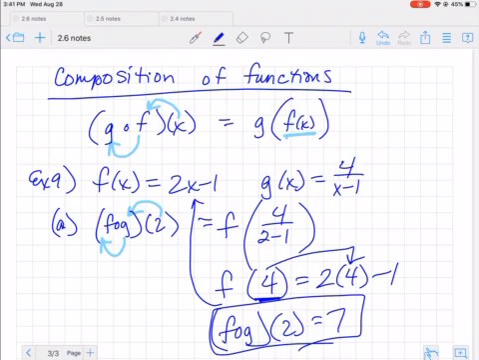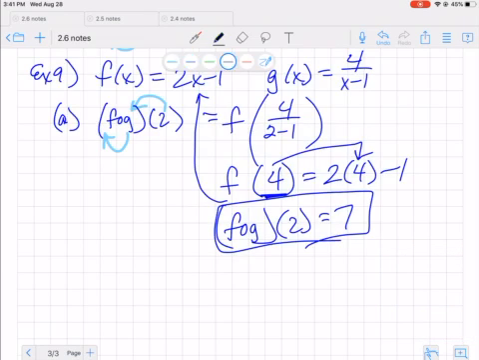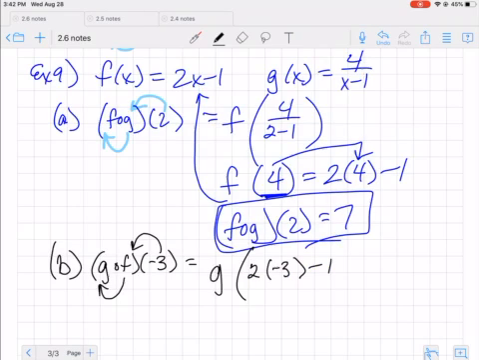The kicker to this, run it through the first cog first, right? Run it, whatever you're talking about first, run it through that one. Then whatever you get goes into your other one. So try this, g of f of negative 3. So the first thing I'm running negative 3 through is my f of x function. Whatever I get out of that goes into g. So g of 2 times negative 3 minus 1, because that's my f of x function. So I'm really taking g of, so you can see negative 6 minus 1 is going to be negative 7.